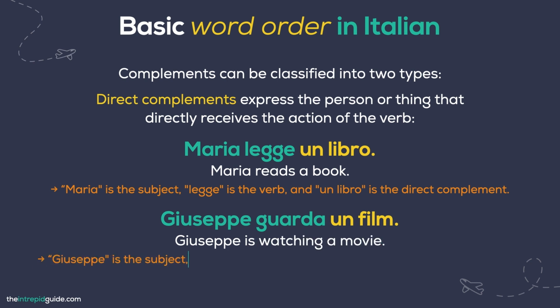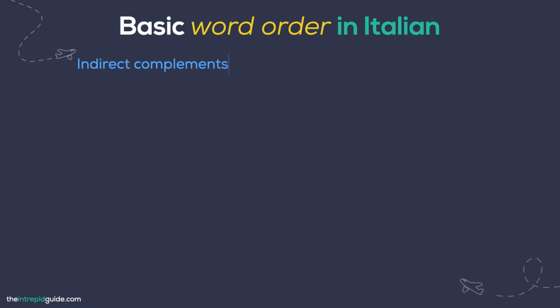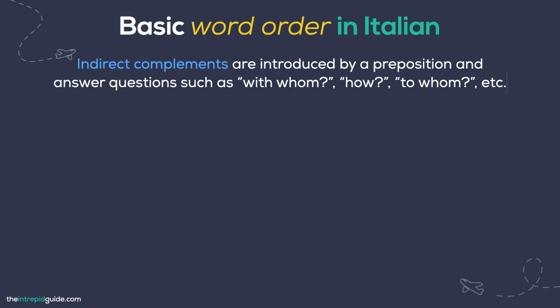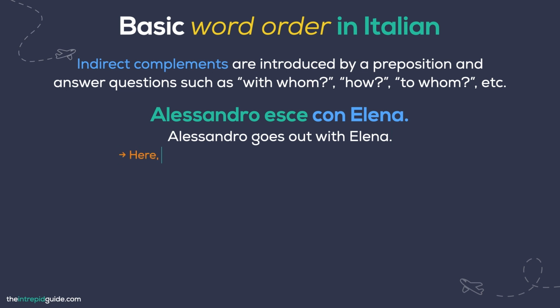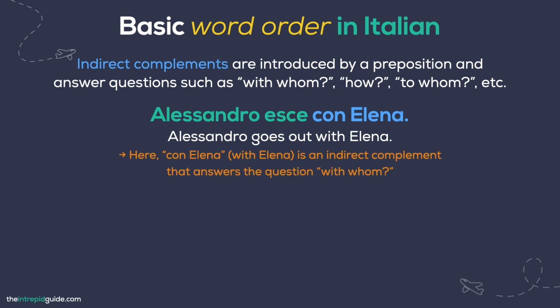Giuseppe guarda un film. Giuseppe is watching a movie. Giuseppe is the subject, guarda is the verb, and un film is the direct complement. Then we have indirect complements. Now these are introduced by a preposition and answer questions such as with whom, how, or to whom. For example, Alessandro esce con Elena. Alessandro goes out with Elena. Here, con Elena, with Elena, is an indirect complement that answers the question with whom.